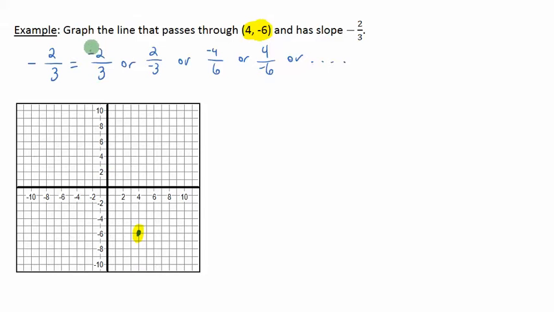For example, I could rise -2 and run 3. So if I rise -2, that means go down 2 and run 3. And I get another point right here. And I could repeat that. Rise -2 again and run 3. And I'll get another point.